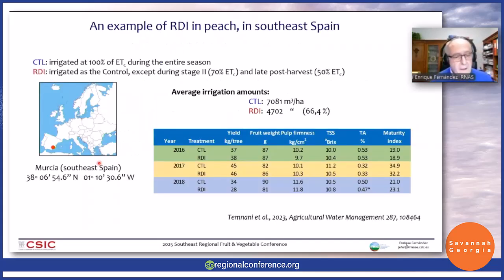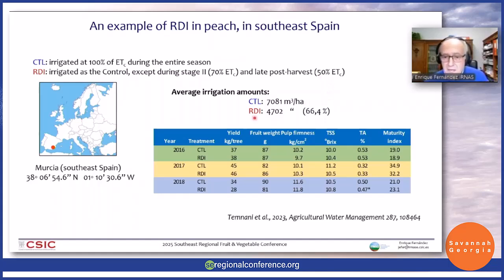For instance, this is an experiment made in southeast Spain, the city of Murcia, in which the authors applied two different water treatments: a control treatment with full irrigation, supplying 100% of the crop evapotranspiration along the whole growing season, and also a regulated deficit irrigation strategy in which irrigation was reduced to 70% at stage 2 and to 50% at post-harvest.